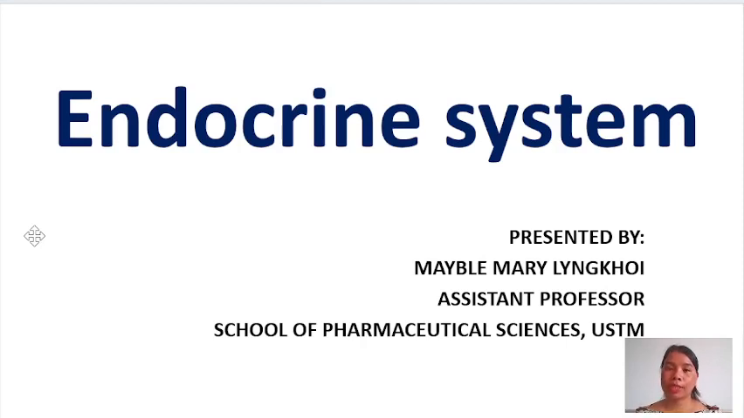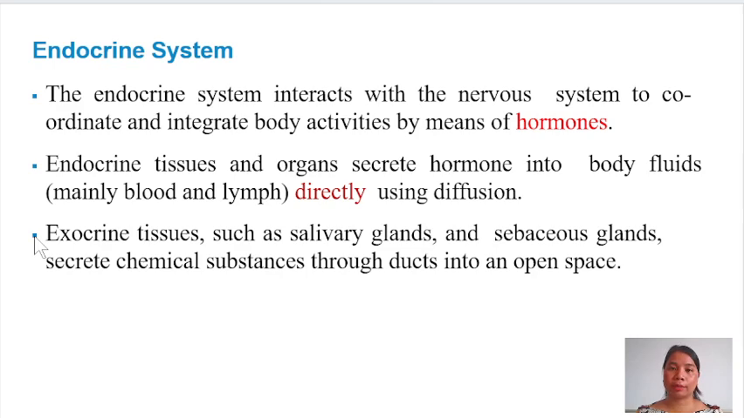So in this presentation, I will be presenting the topic endocrine system. So now we will see what is endocrine system. The endocrine system interacts with the nervous system to coordinate and integrate the body activities by means of hormones. And these hormones are nothing but chemical messengers which are produced by the body into the fluids such as the blood and also the lymph, which exert their respective functions.